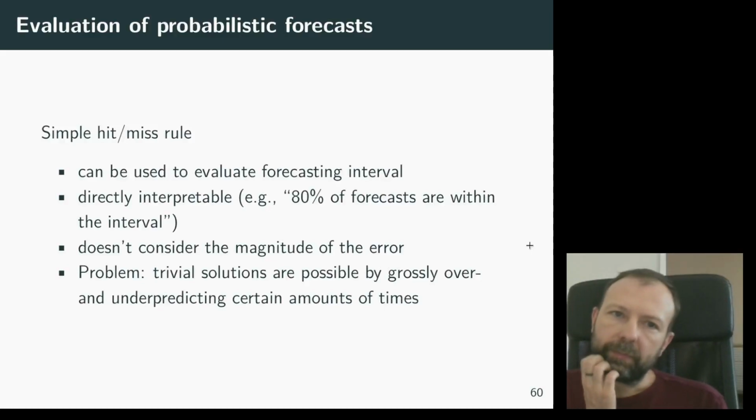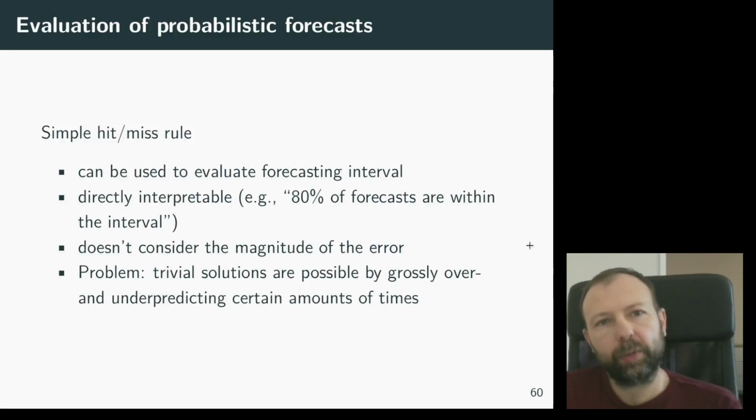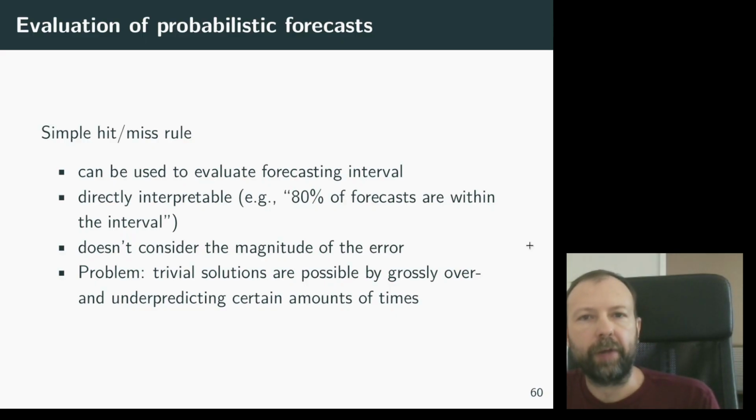Okay, good. So now the next question would be, how can we evaluate probabilistic forecasts? The simplest thing that comes to mind is a simple hit-miss rule. That's also called coverage. It can be used to evaluate a forecasting interval. It is directly interpretable. 80% of forecasts are within the interval, right?